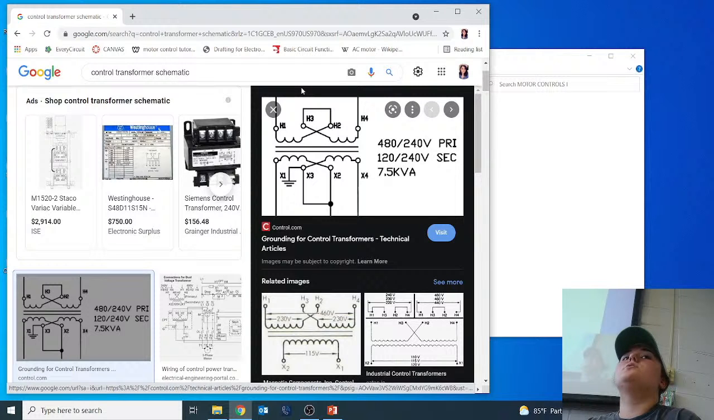So if the number is bigger in the front, so if it was a 2 to 1 ratio transformer, what kind of transformer is that? Step down. Right, because you're going from 2 to 1. And if it was a 1 to 10 turns ratio, step up, because you're stepping up from 1 turn to 10 turns, right? Okay.